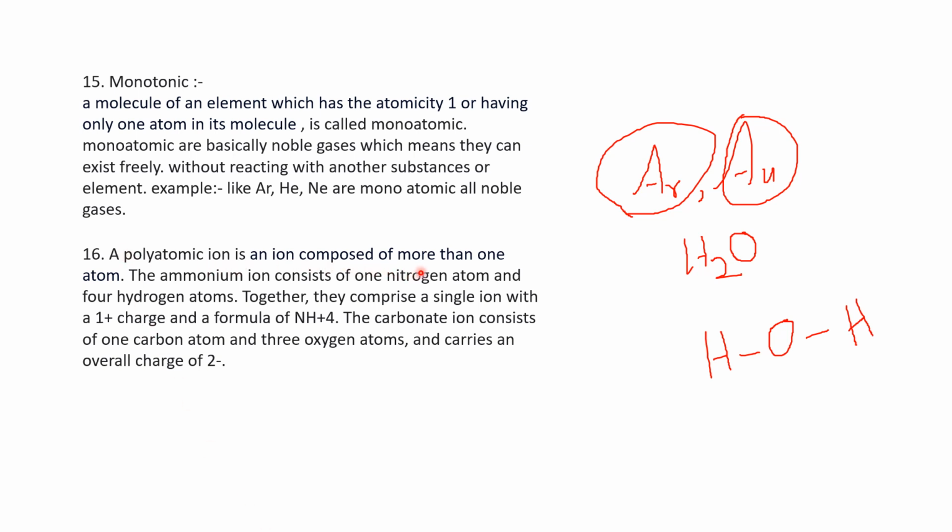Now see here, a polyatomic ion is an ion composed of more than one atom. The ammonium ion consists of one nitrogen atom and four hydrogen atoms. See, NH4, isn't it? So N, one H, second one, third one, and fourth one. So this is known as ammonium, NH4. This is one atom, this is another atom, and this is one. Five atoms are here, so it is polyatomic.